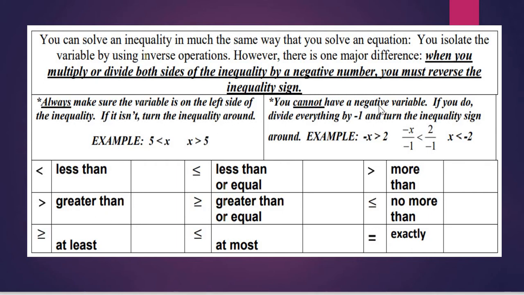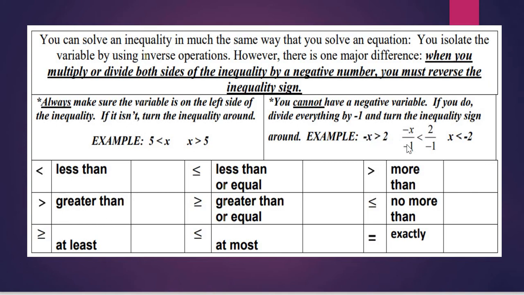Now, as I said before, you cannot have a negative variable. If you divide everything by -1, you must turn the inequality sign around, such as this right here. This is -1x is greater than 2. You can never ever leave a negative variable in a final answer.